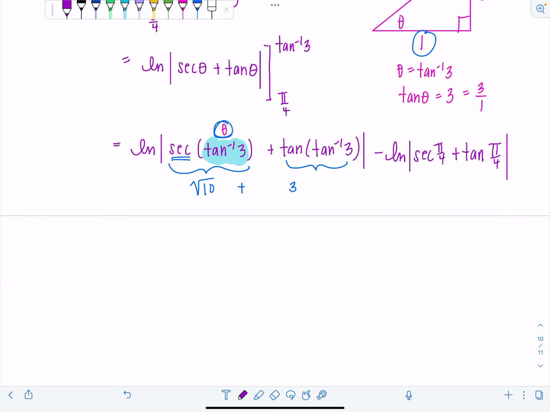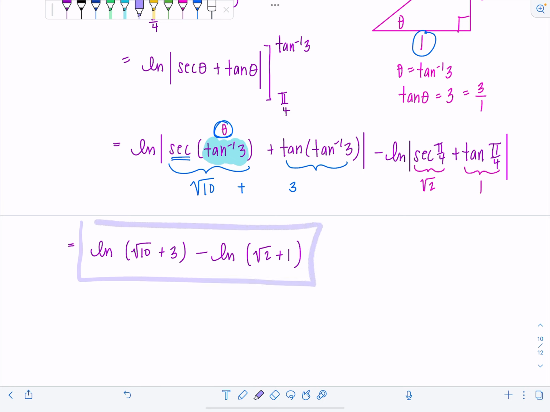So first term now is just natural log. I don't need the absolute value anymore because both rad 10 and 3 are positive, so we're good to go. Minus natural log, now let's think. Secant of pi over 4. Think of what cosine is at pi over 4. It's 1 over rad 2. So secant would be the reciprocal, which is just rad 2. Tangent of pi over 4, that's 1. Again, both of those are positive, so I can just switch to parentheses, rad 2 plus 1. And that's our final answer in all its glory.